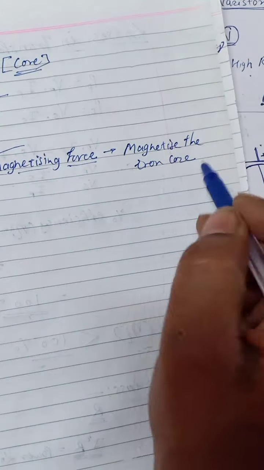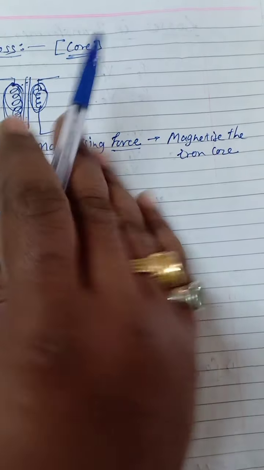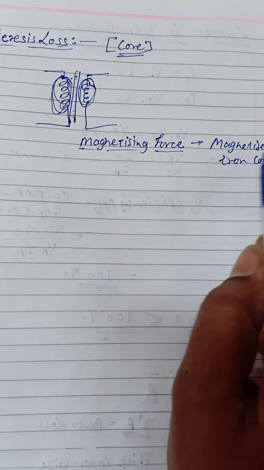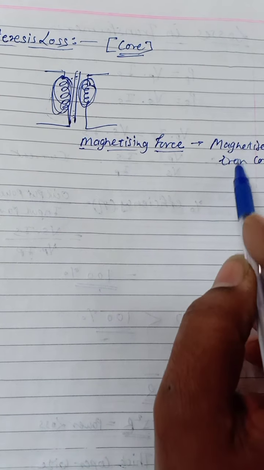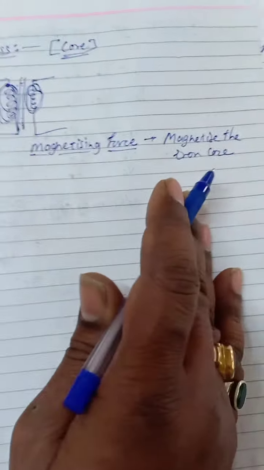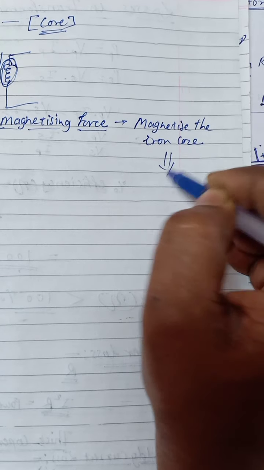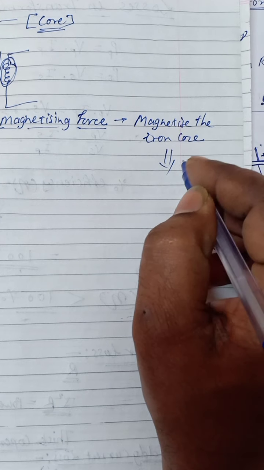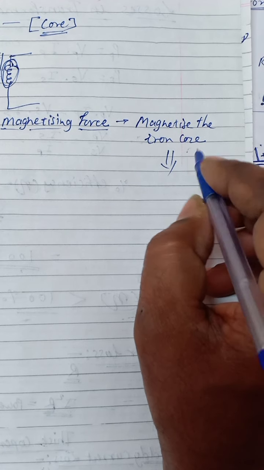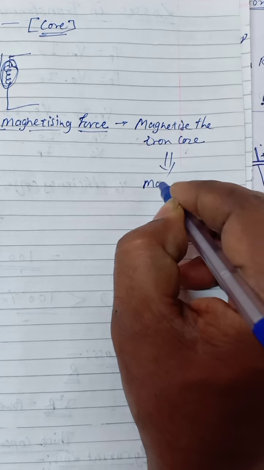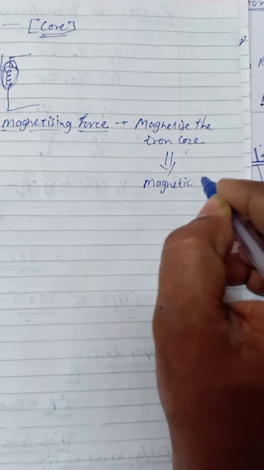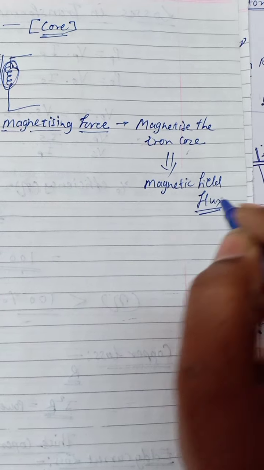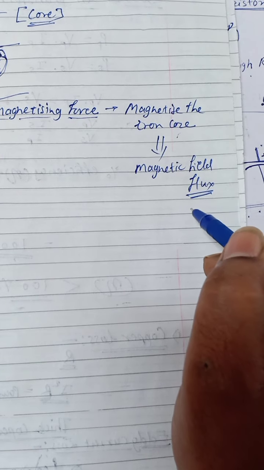This magnetizing force means the magnetic field. This magnetic field is cut by the iron core, and because of that the iron core gets magnetized, and this magnetized core also generates some magnetic field or flux. It is named as flux.